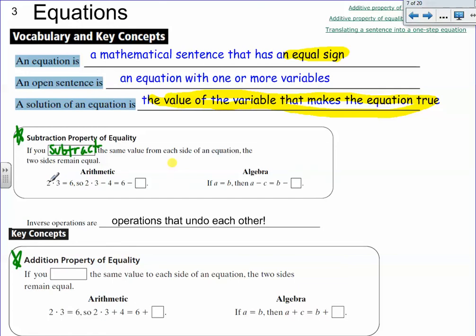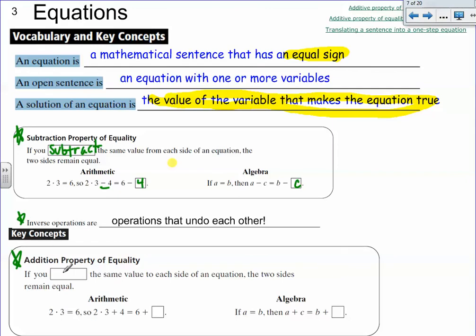That means if 2 times 3 equals 6, then 2 times 3 minus 4 is the same, my equal sign, as saying 6 minus 4. If A equals B, then A minus C equals B minus C. Okay? When I'm solving an equation, I'm going to use inverse operations. And inverse operations are operations that undo each other. So this is going to be another key idea.